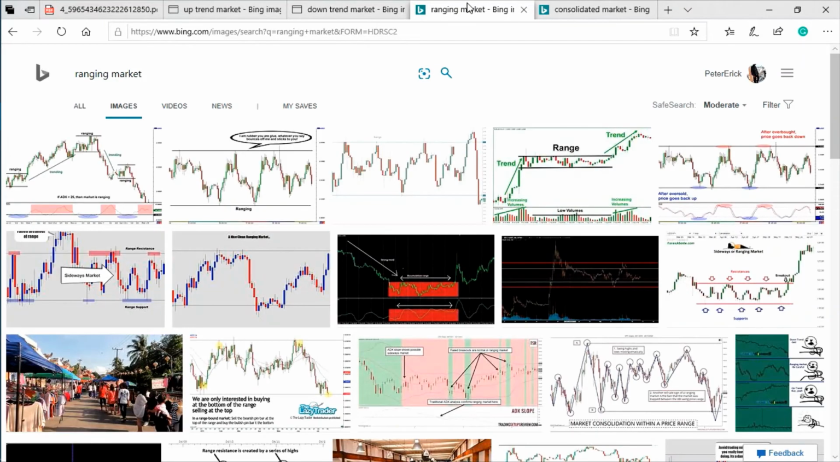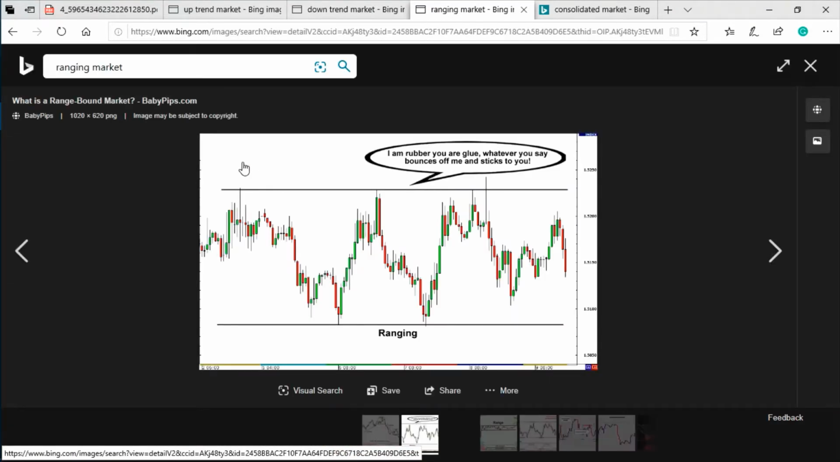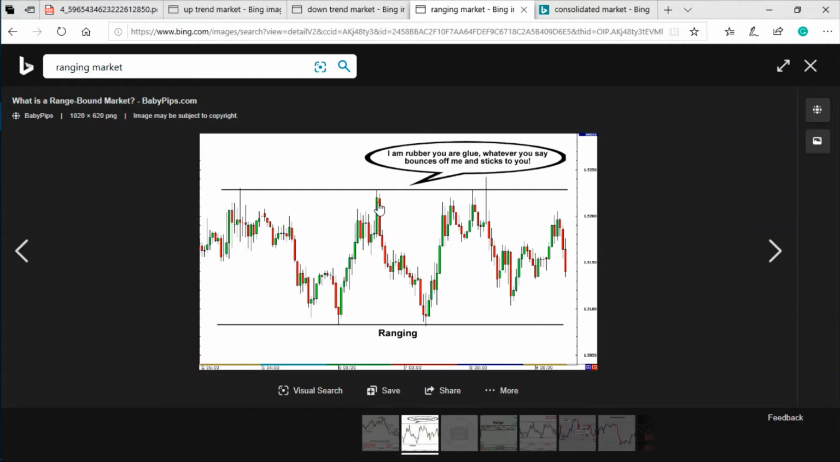So when it comes to the ranging market and the consolidated market, most of the people will not give you a big difference, but you need to understand that a ranging market is not tradable. This is not a good example of a ranging market, because you can see the points that the market is bouncing off from. See these points. So this is more of a consolidated market rather than a ranging market. A ranging market is not tradable.